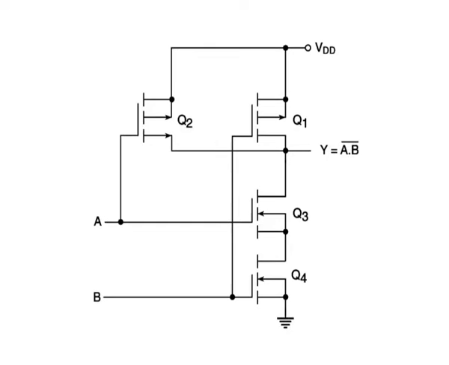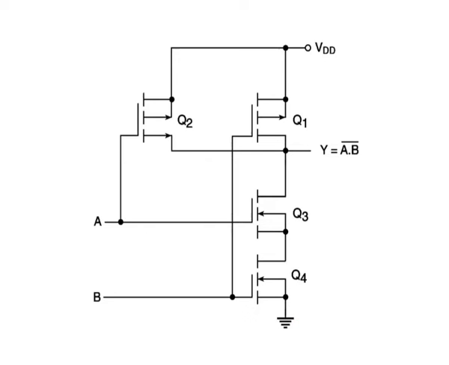NAND gate. The figure here shows the basic circuit implementation of a 2-input NAND. Two P-channel MOSFETs Q1 and Q2 are connected in parallel between VDD and the output terminal, and two N-channel MOSFETs Q3 and Q4 are connected in series between ground and output terminal.